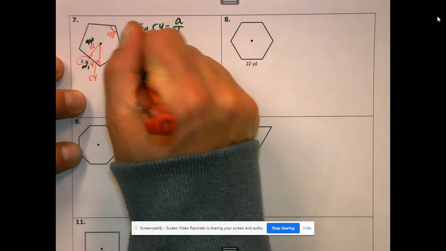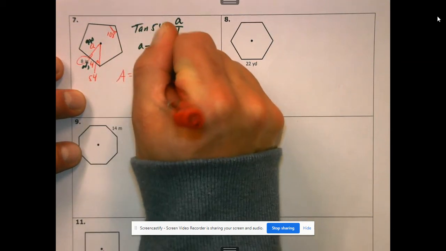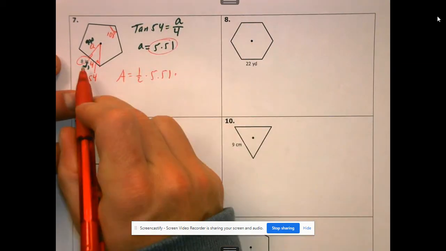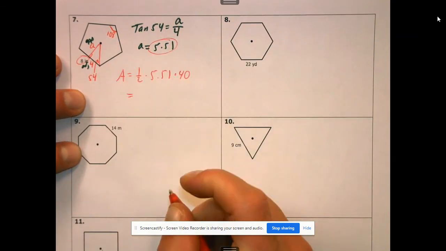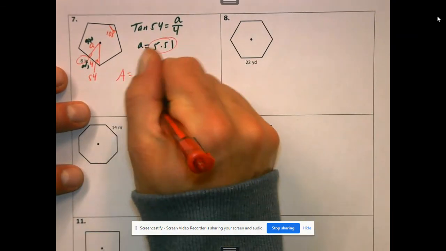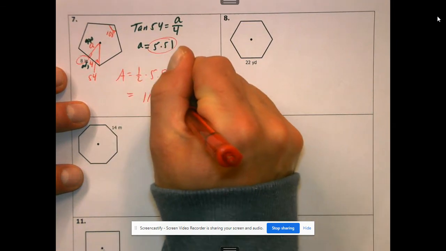So formula, area is 1/2. Apothem came to be 5.51. 8 times 5 is 40 for your perimeter. If you type it in correctly, it comes out to be 110.2 square inches.